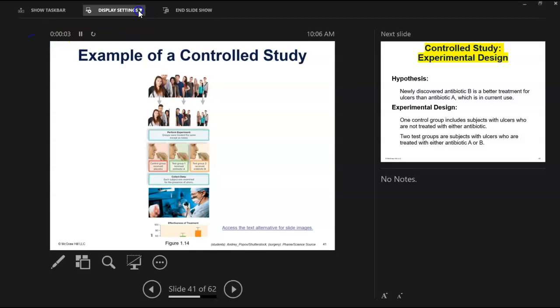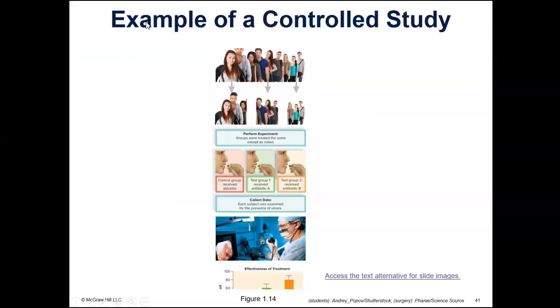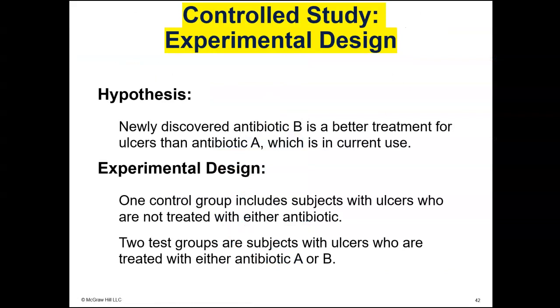So we're looking at an experiment to determine the effectiveness of 2 different antibiotics. The hypothesis says that a newly discovered antibiotic B is a better treatment for ulcers than antibiotic A, which is in current use. A lot of people don't realize that we use antibiotics to treat stomach ulcers because stomach ulcers are typically caused by a bacterial infection of Helicobacter pylori. I'm not going to try to write that, but I can type it.